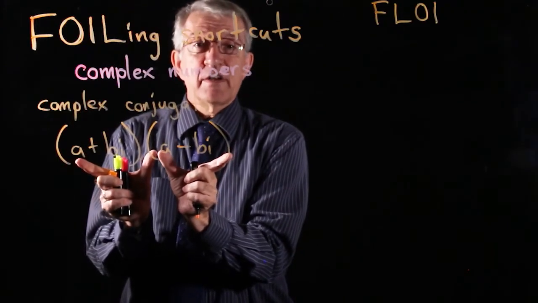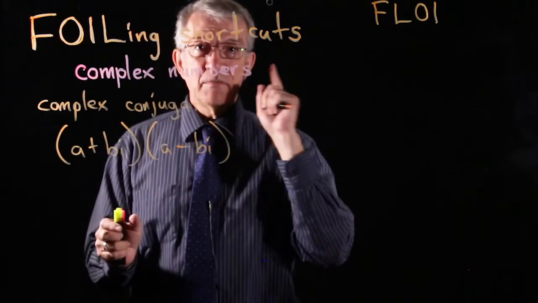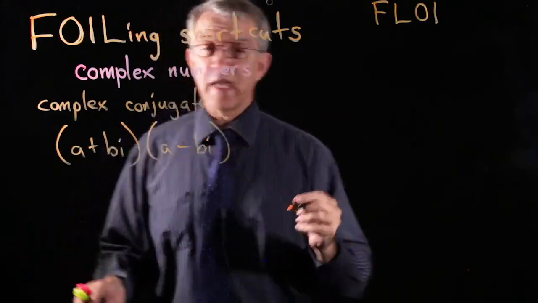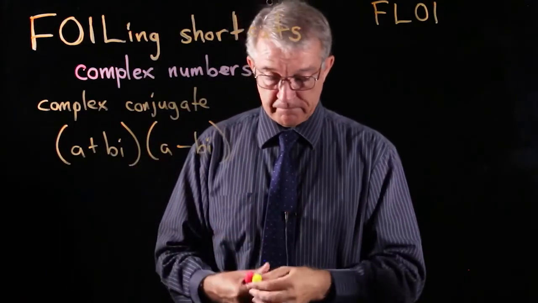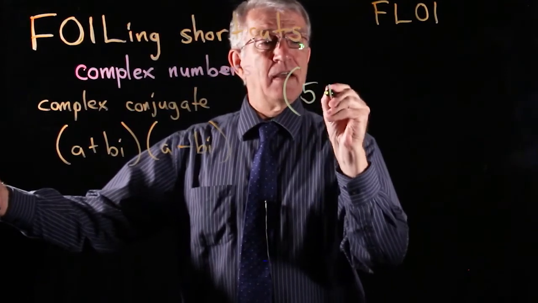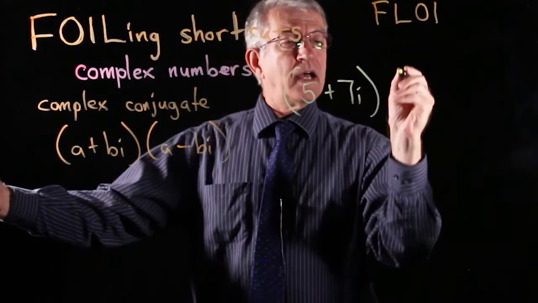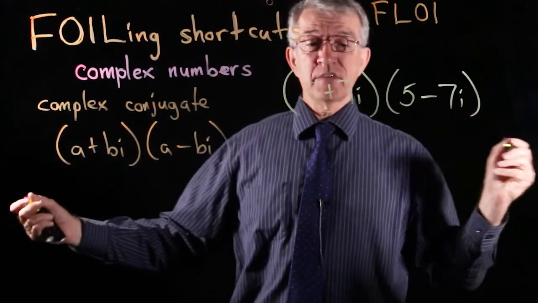It turns out that there's another shortcut that we can take that makes these even easier. You can do them totally in your head. You don't have to write down anything. It's fabulous. So here's an example. We have 5 plus 7i times 5 minus 7i. And I'm going to do this super slow-mo.